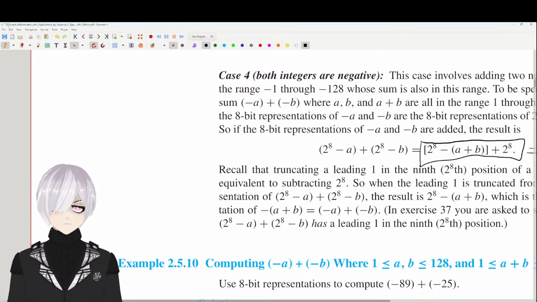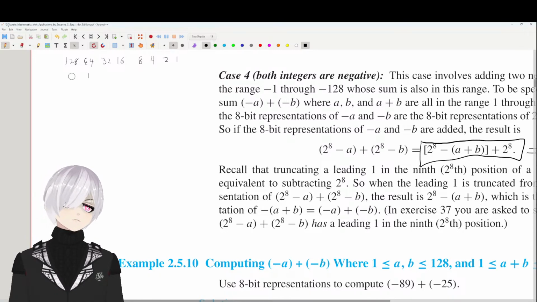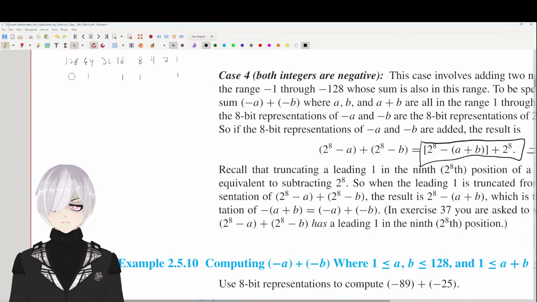So we have to start out by finding the 8-bit representations of both of them, which will be the two's complements of their absolute values. First we have to find what the absolute values would be in binary notation. For 89, we would have 64 plus 25, and then 25 would be 16 plus 8 plus 1. Then zeros everywhere else.